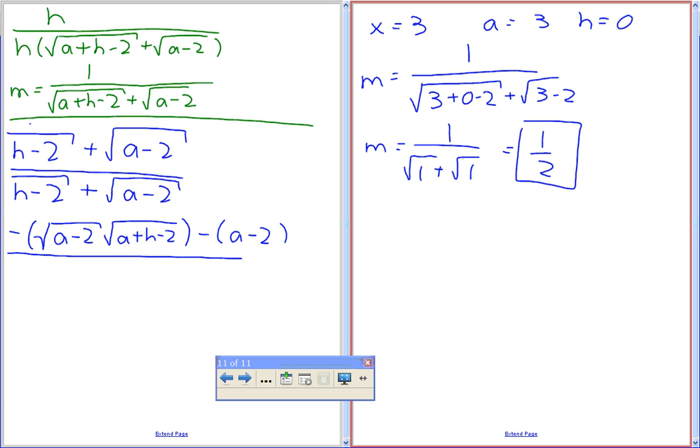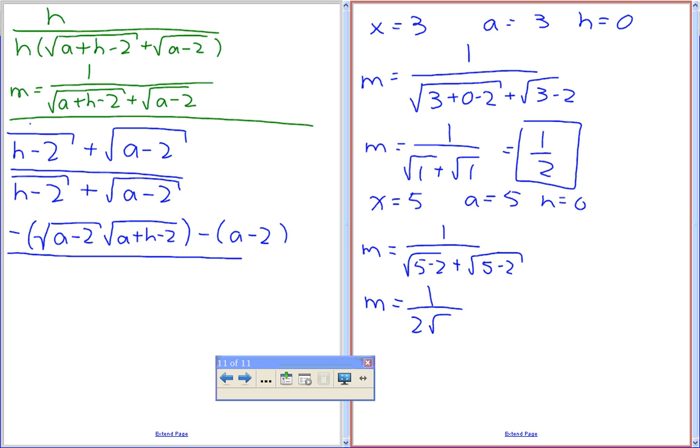Patrick, can you do the same thing for x equals 5, please? 5 minus 2, plus square root of 5 minus 2. Lovely. So this turns into m equals 1 over 2 root 3. If you don't mind me writing it like that. Okay.